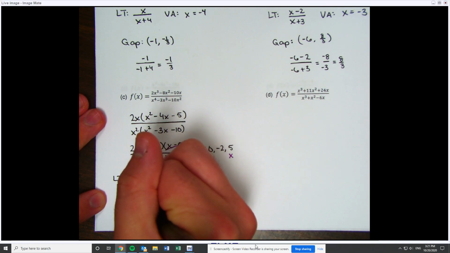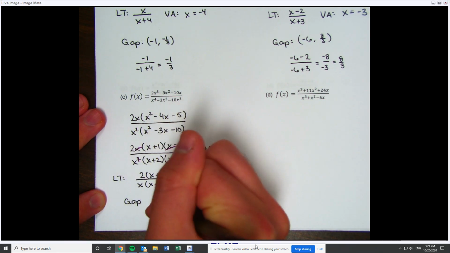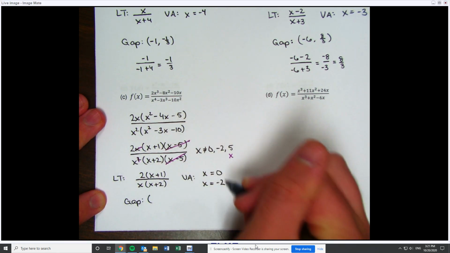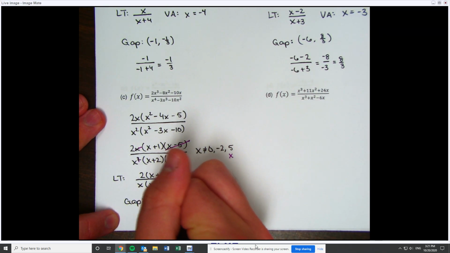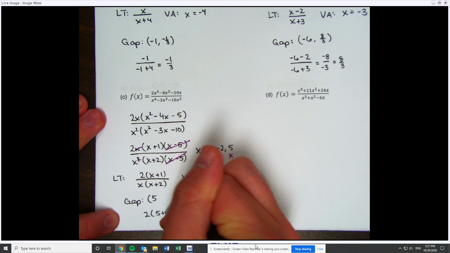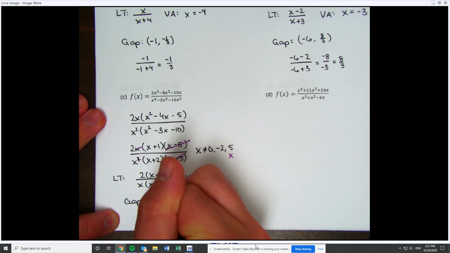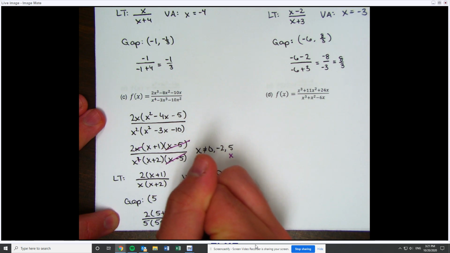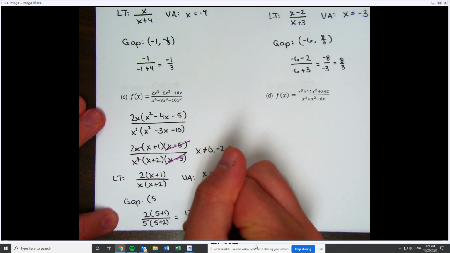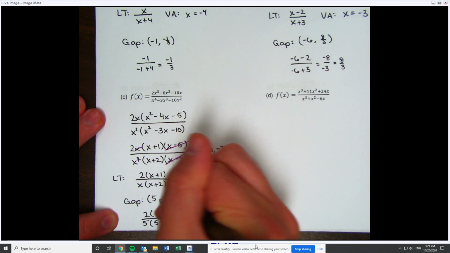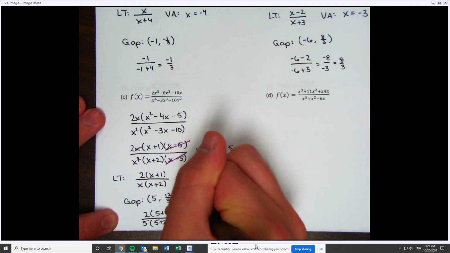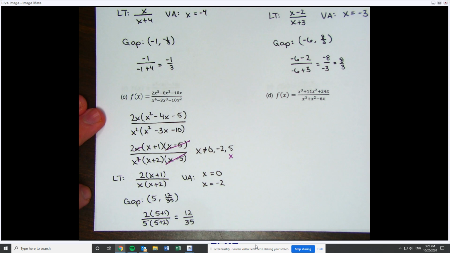For the gap, this one does have one because we had a value removed. The x value is 5. Finding the y value, I have 2 times 5 plus 1 divided by 5 plus 2. Doing this, that's 6 times 2 is 12. That 7 times 5 is 35. That doesn't reduce, so I get 12 over 35. There we go. That's our gap. Nothing else to do on that.